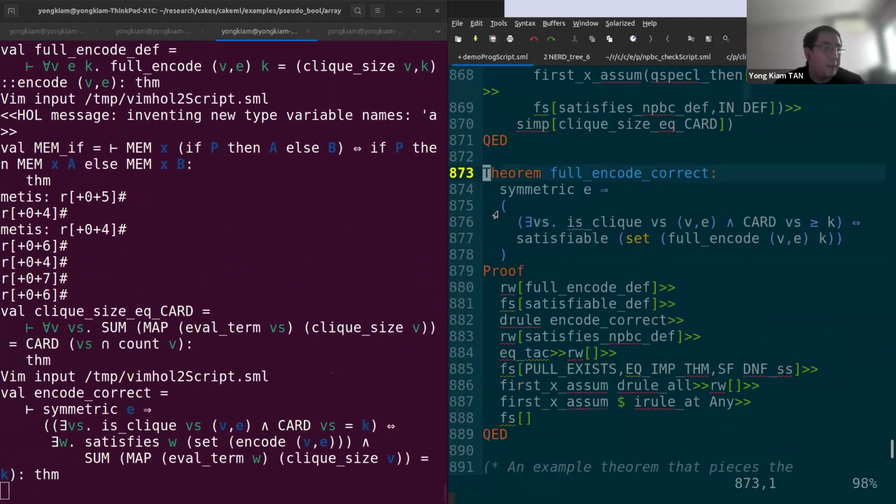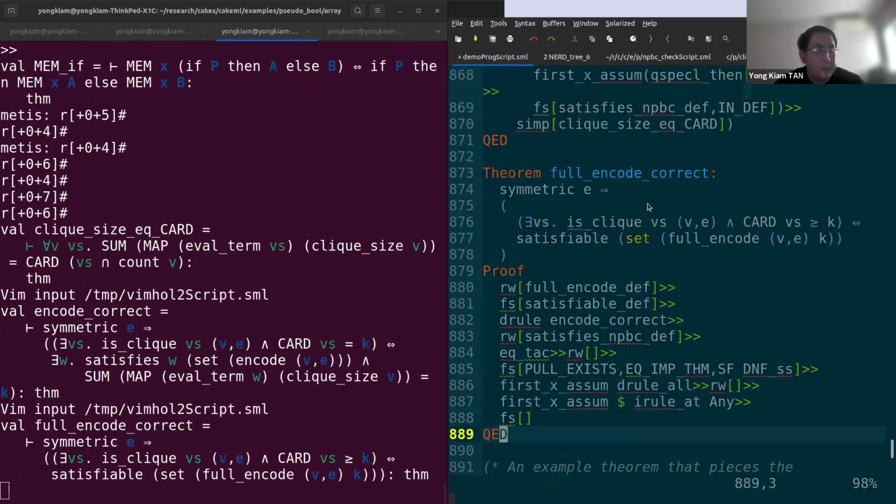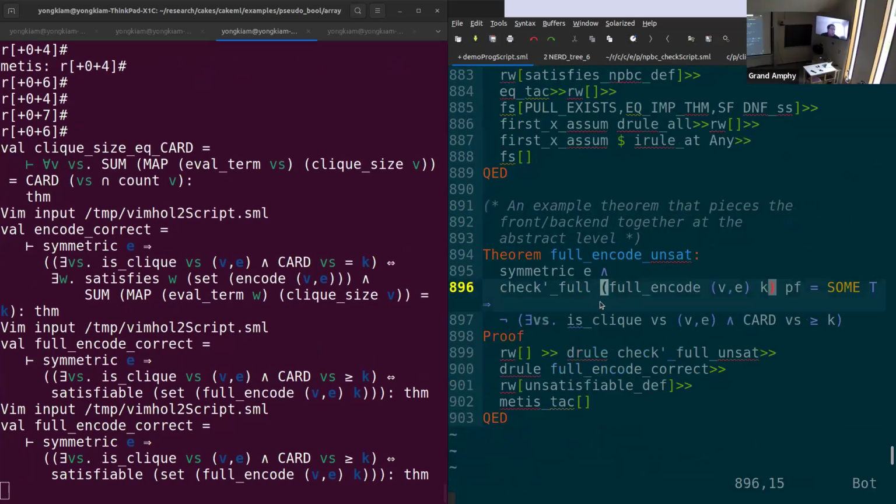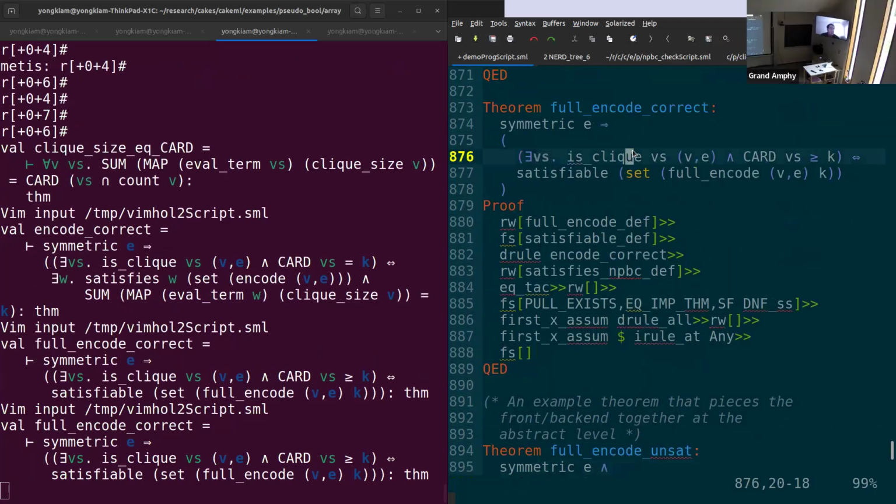So for example, this is a theorem that I could prove about the encoder. What it says is that, assuming your input graph's edges are symmetric, then you can show that mathematically there exists a clique of size k if and only if your encoded set of constraints is satisfiable. Basically here you're proving you made a pseudo-Boolean encoding of the clique problem, the one that we would expect, and then you prove that there was a k-clique in your graph if and only if this pseudo-Boolean formula had a satisfying assignment.